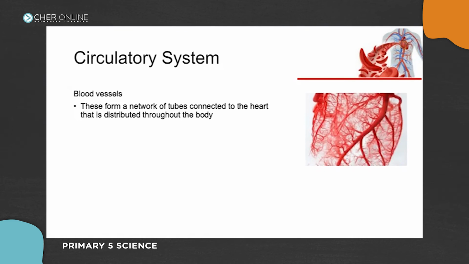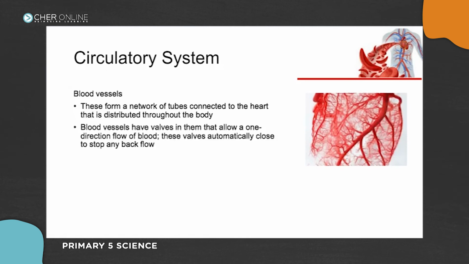So the blood vessels are like your railway tracks, and they form a network of tubes connected to the heart so that blood can be distributed throughout every part of your body. And I mean every part. Okay, so some blood vessels have valves in them, and these valves basically ensure that blood flows in one direction.